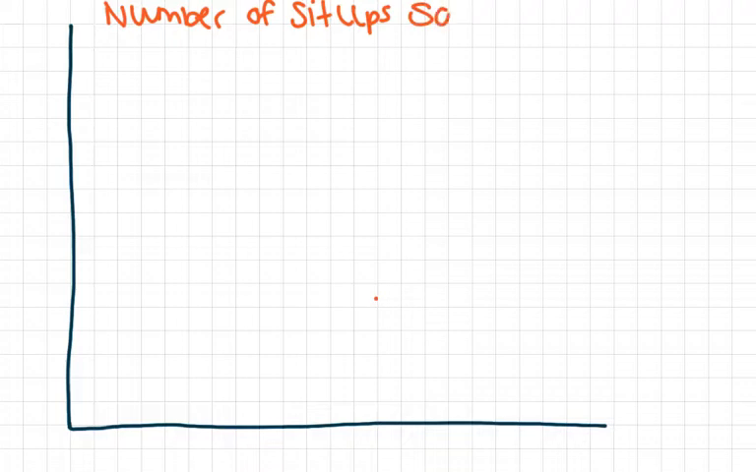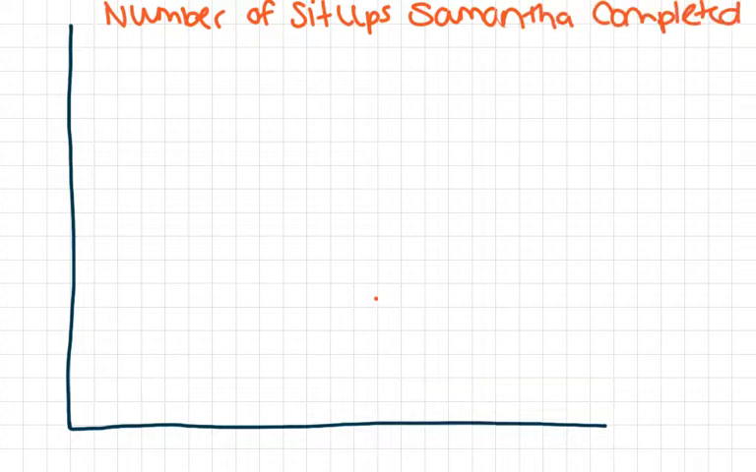Start by giving your graph a title. So a good title for this one would be number of sit-ups Samantha completed. Oops, I didn't spell Samantha correctly. Samantha completed. All right, and then let's label our axes. So we said time was independent, which means it's X. So this down here is going to be the time in minutes.